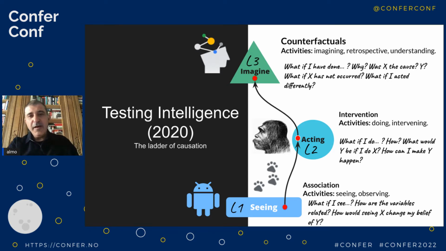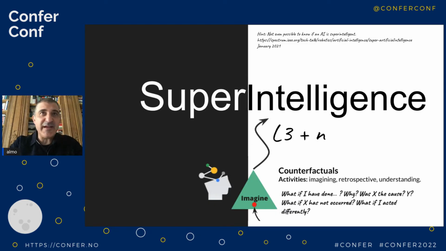So with these three levels, we realize once again that currently we don't have a way to implement this interaction in artificial systems. So we need to consider it as a goal. But it is very interesting to consider what happens next. This is a very interesting discussion, quite philosophical. If L3 is the human level, what happens with the next level? This is what some people call superintelligence.